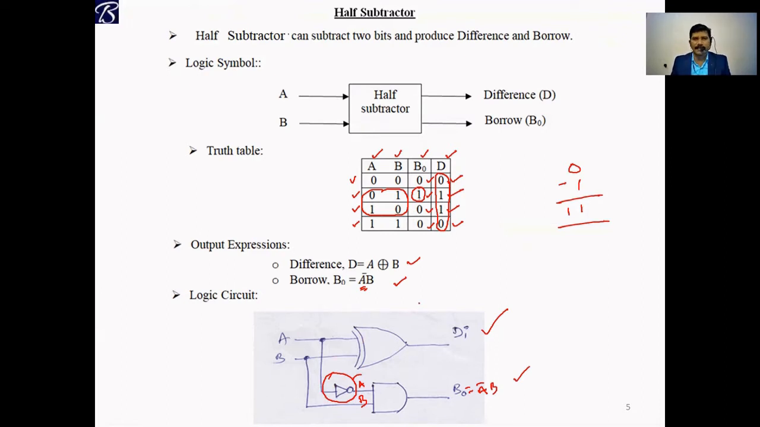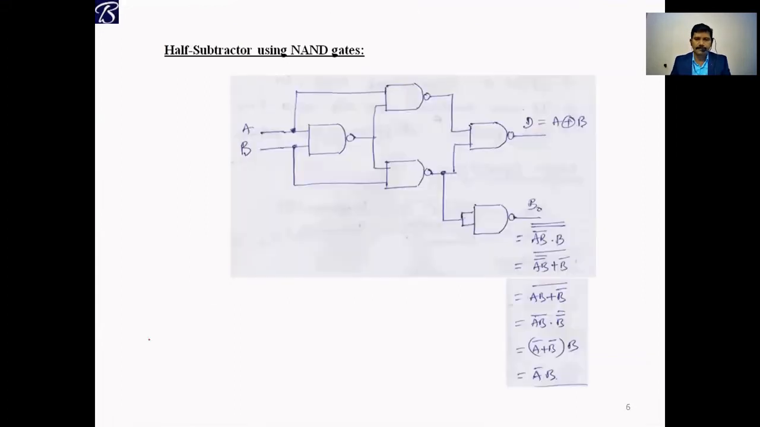Now let us implement the half subtractor only using NAND gates. How many NAND gates are required? Still it is 5 only, because XOR will take 4 NAND gates, and for this logic we'll get one more NAND gate. Let us see the diagram.